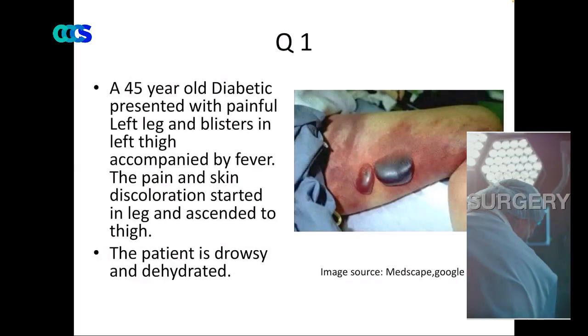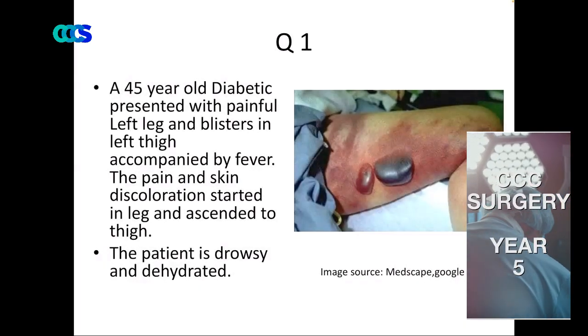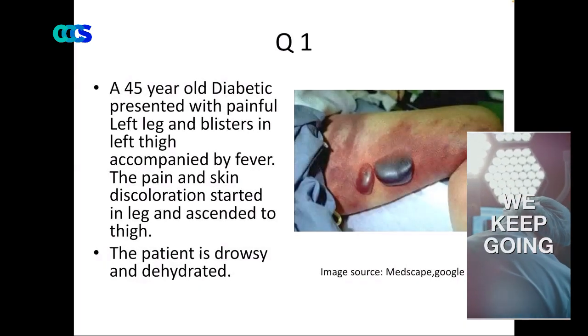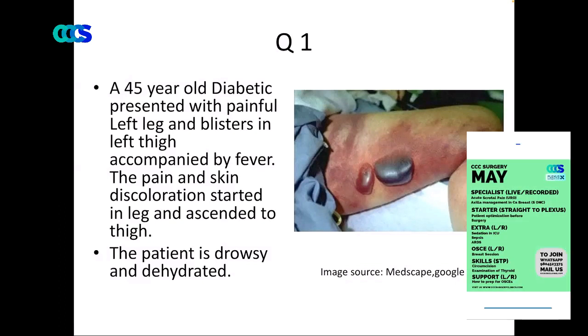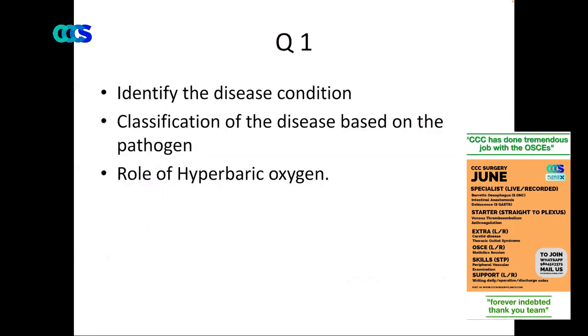To start with, the first one in this group is a very clear-cut picture of a 45-year-old diabetic who has presented with a painful leg accompanied by fever. Discoloration started in the leg and ascended to the thigh. The patient is drowsy and dehydrated. Identify the disease condition. I think this was clear enough.